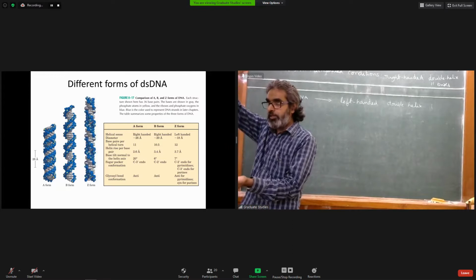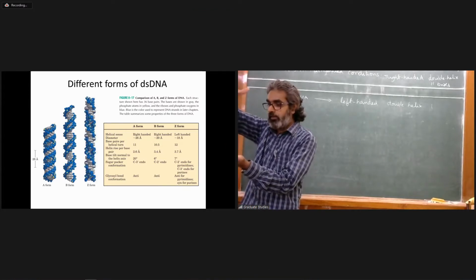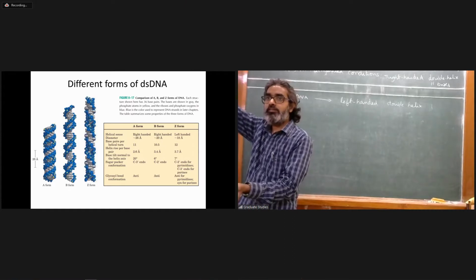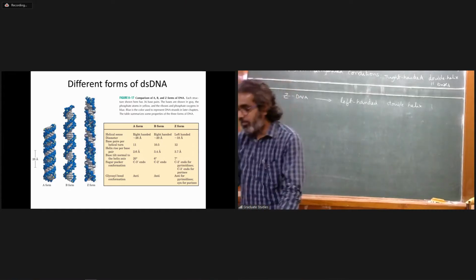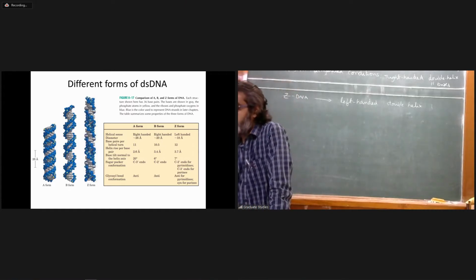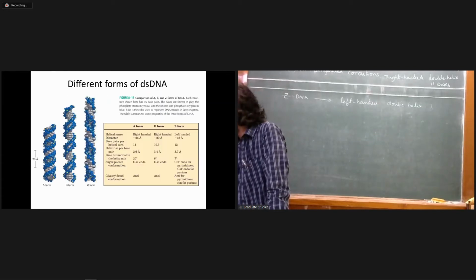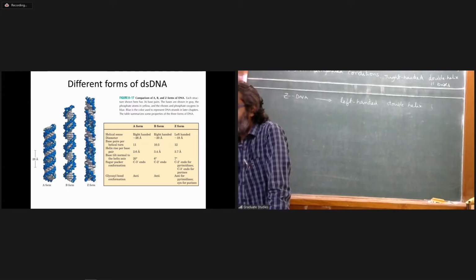So it's the opposite effect. In B to A you compress, and in B to Z you just stretch. You don't have to really unwind. But then how does the handedness change? Exactly, that's the question. Does anyone have any idea how a right-handed double strand becomes left-handed without really unwinding?